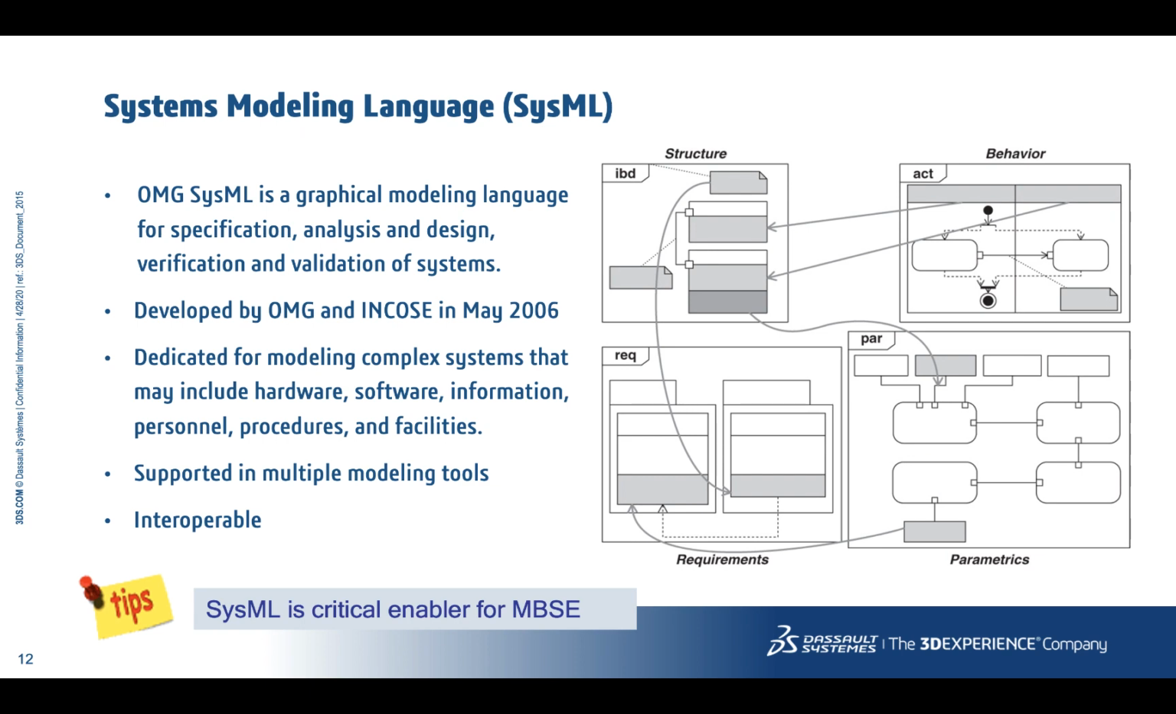And the Systems Modeling Language is the graphical modeling language for specification, analysis, design, verification, and validation of systems. It was created in 2006. It's dedicated to modeling complex systems. Whatever falls under the definition of system can be modeled using the Systems Modeling Language. It's supported in multiple tools. It's interoperable. And according to INCOSE, it is a critical enabler for model-based systems engineering.